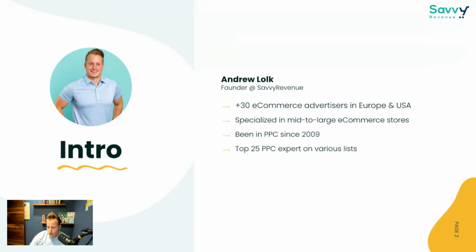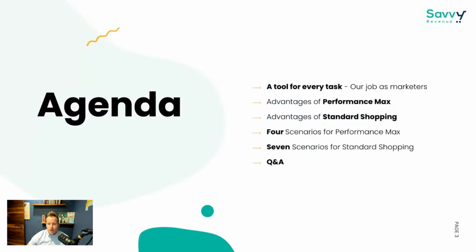So today we're going to talk about a tool for every task, our jobs as marketers, and why that has anything to do with talking about Performance Max and standard shopping. Then we're going to talk about the advantages of PMax, the advantage of standard shopping, and then get into the meat of the thing, like 4 scenarios for PMax, 7 scenarios for standard shopping, where we use either campaign type or a combination of them. At the end, we'll do a Q&A.